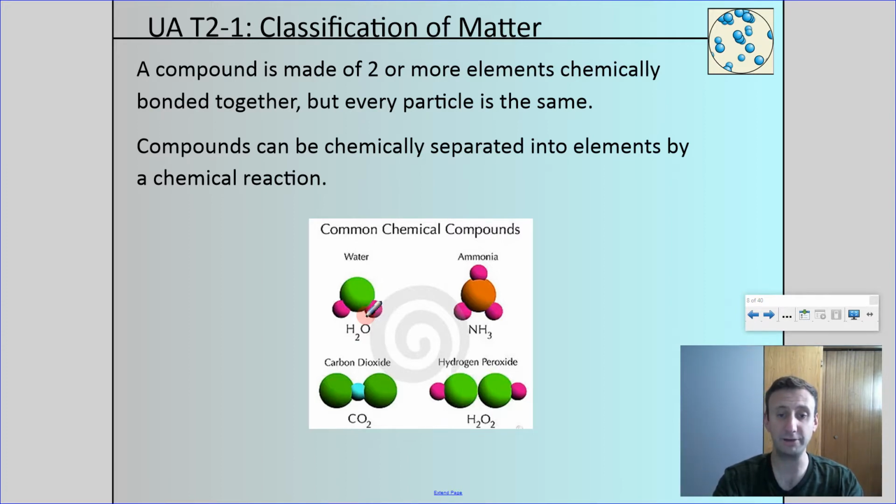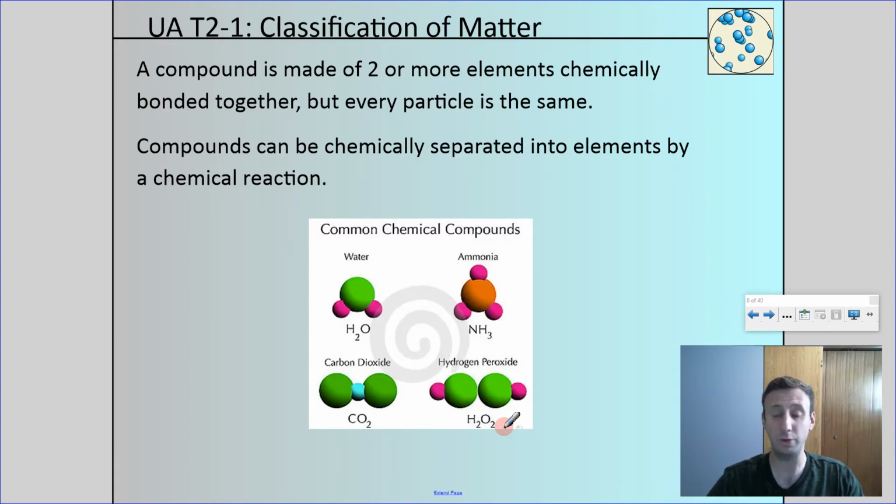Carbon dioxide that's being breathed out of your mouth is also a compound, and it's made out of carbon atoms and two oxygen atoms, but those atoms are bonded together to make molecules, to make that compound. So in a sample of pure carbon dioxide, every single particle, every single molecule is the same. That's going to be one carbon and two O's chemically bonded together. Hydrogen peroxide is another one, H2O2.